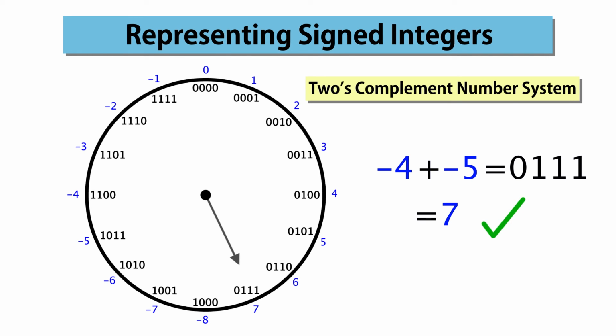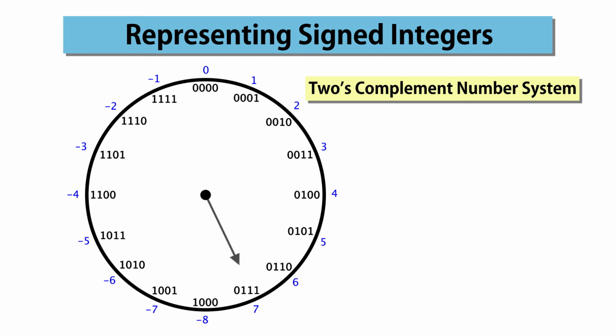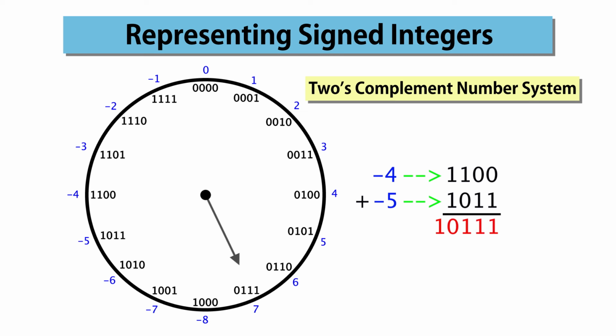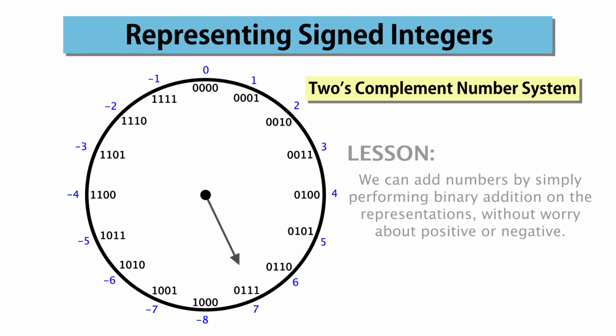Let's check it by adding our representations. On our number wheel, we see that the representation for -4 is 1, 1, 0, 0, and the representation for -5 is 1, 0, 1, 1. Let's add them. Notice that we get a 5-bit sum, but we can only store 4 bits, so we truncate by dropping the most significant bit. That gives us 0, 1, 1, 1, or 7. The processor may also record that we got an incorrect mathematical answer, a negative overflow in this case, by setting the overflow bit.